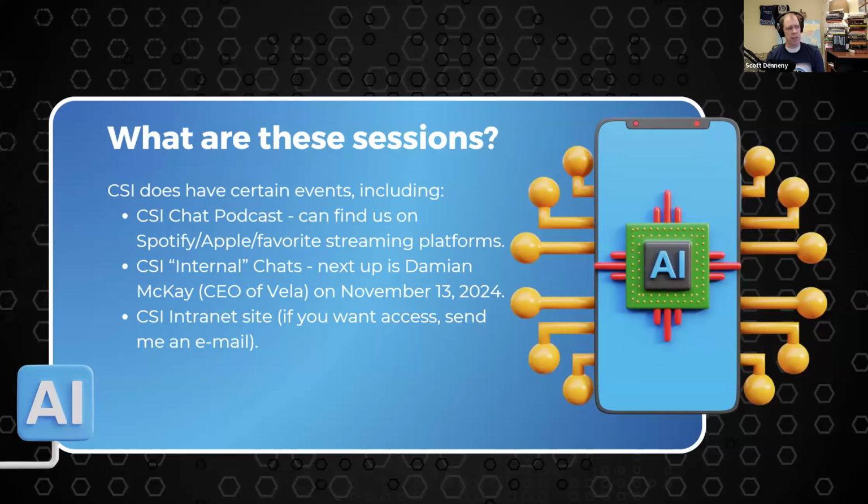But we do what's called a CSI Chat podcast, where we bring in experts to talk about a variety of topics. You can find that on Spotify, Apple, or whatever your favorite streaming platform is. We also do CSI internal chats, where we sit down with executives at Constellation and have these off the cuff, informal conversations where many of these executives, I would say most of them, share the ups and, probably more fun, the downs of their career and their time at Constellation. Some of the stories they have told are frankly hilarious.